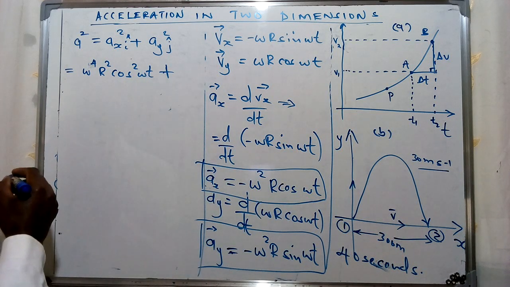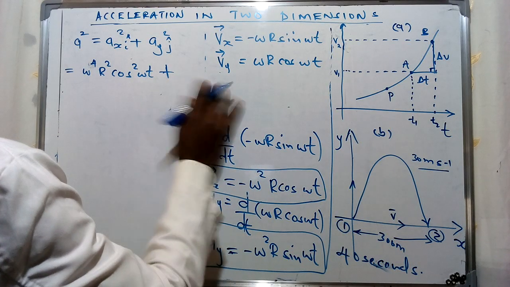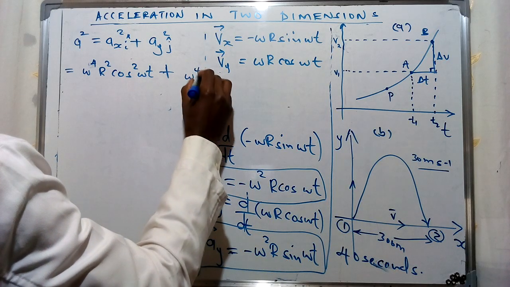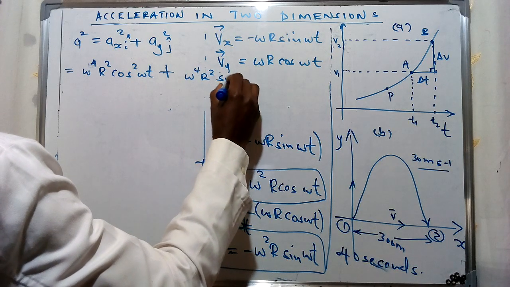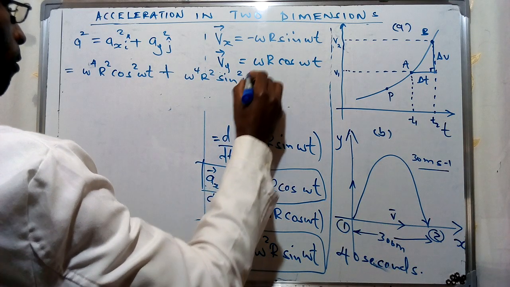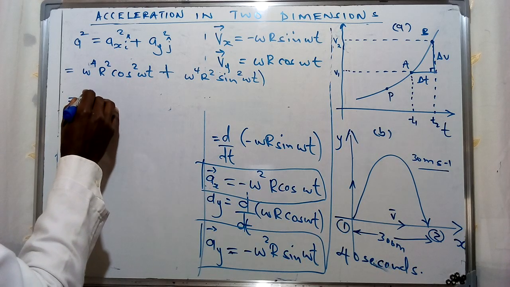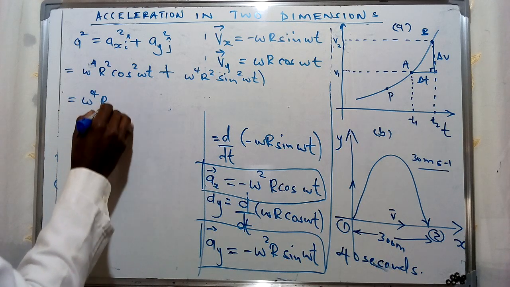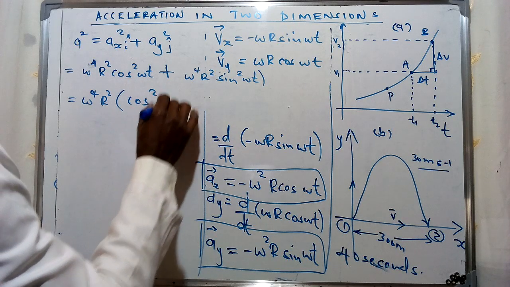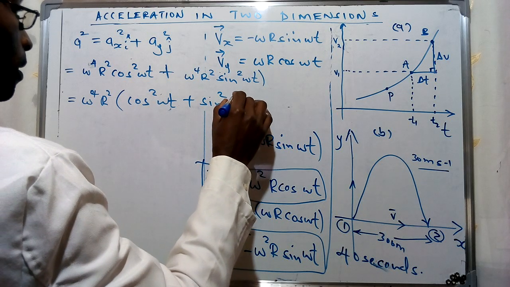and then we're going to have a sum of that one with the second one, which is omega to power 4 r squared, and the sine squared of omega t for the y. So we're going to have this one factored out for omega to power 4 r squared, and then we shall have the cosine squared omega t plus the sine squared omega t.